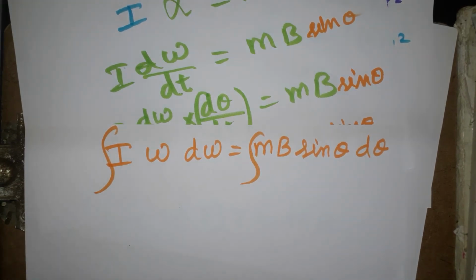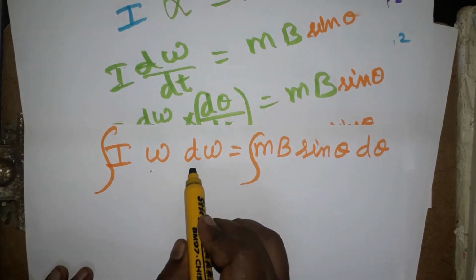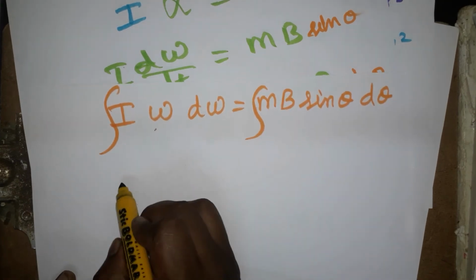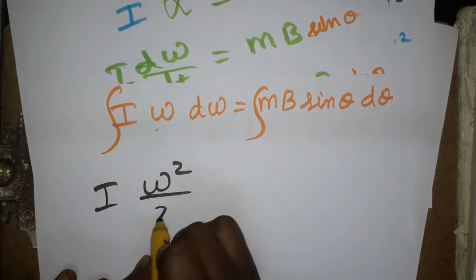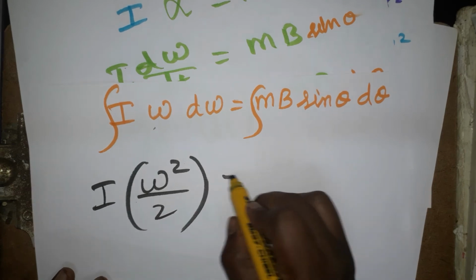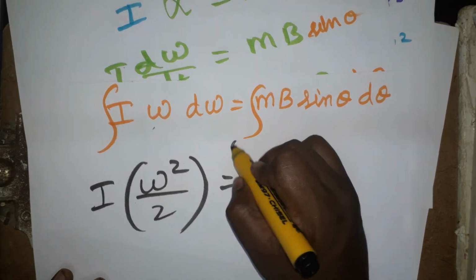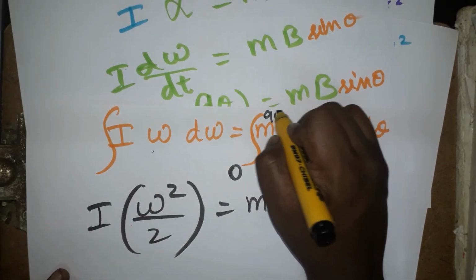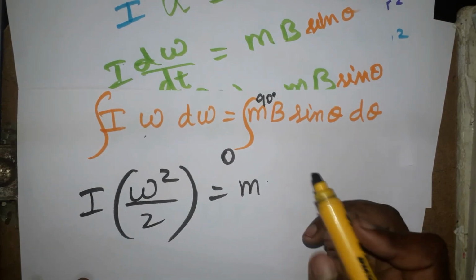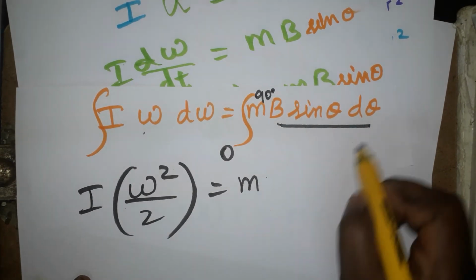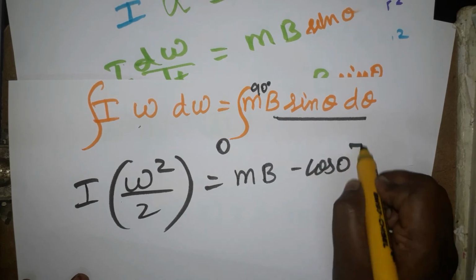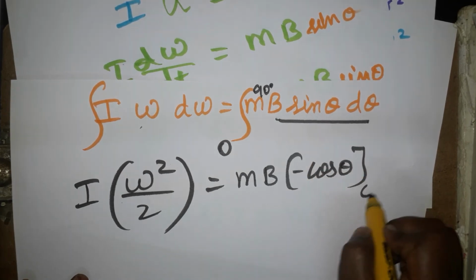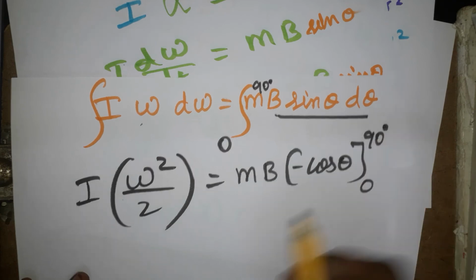It's a very simple explanation. When we are integrating x dx, we get x square divided by 2. In the same way, I is a constant, so omega square divided by 2. Now here mB, the rotation will be 0 to 90 degrees, it's given in the question. When we are integrating sin theta, we will get minus cos theta. The rotation will be 0 degrees to 90 degrees, very simple.